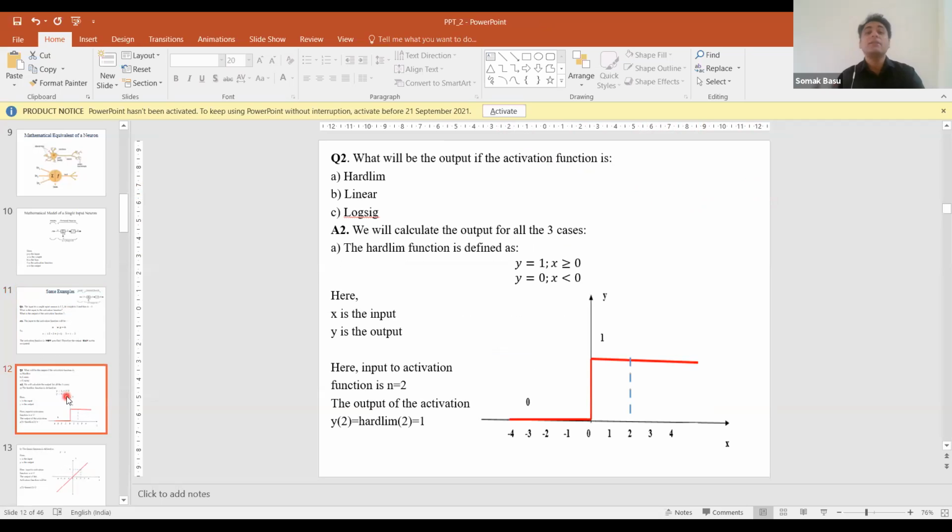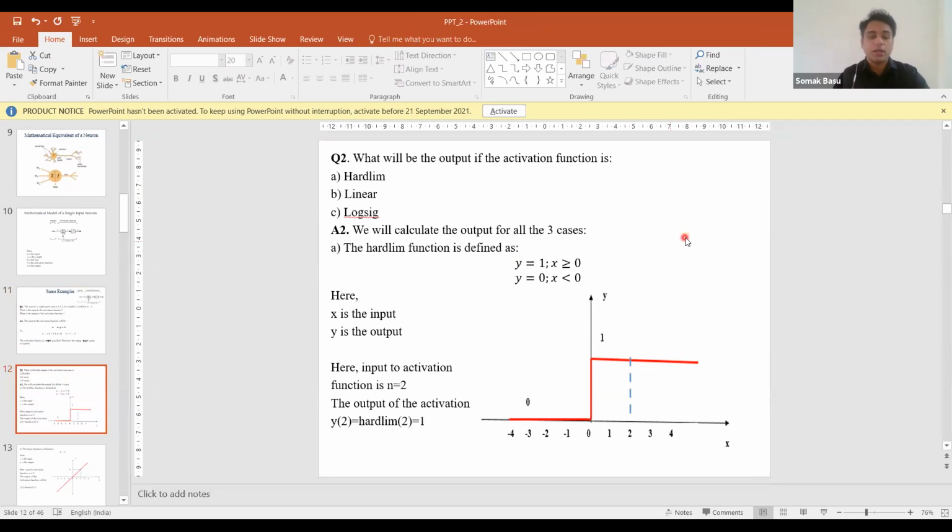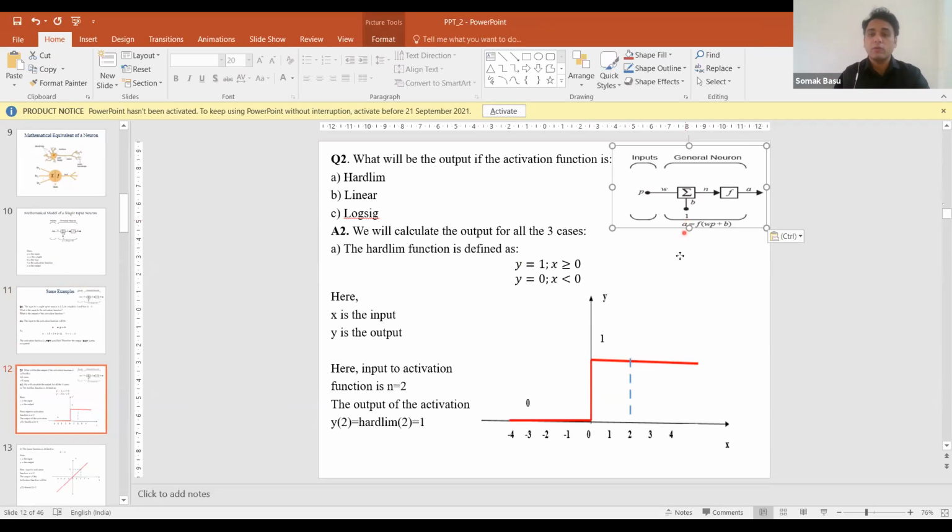So let us look at another example. This is a slightly more interesting example. This will give you some insight into the working of a neural network. How does a neural network work? So this example is very important. Okay, please try to follow. And if you have any problem regarding it, please let me know. Okay, I'll again paste the diagram over here for you.